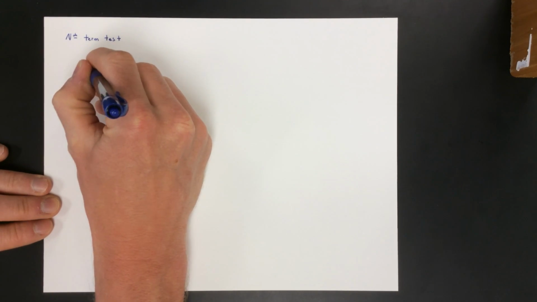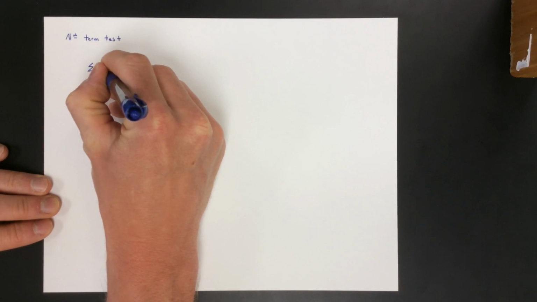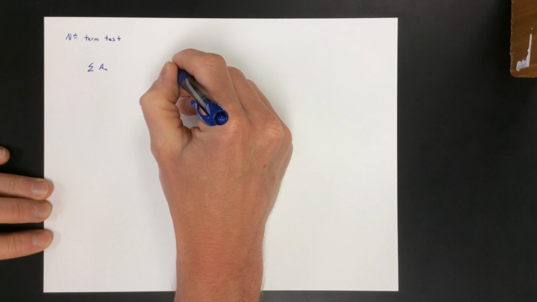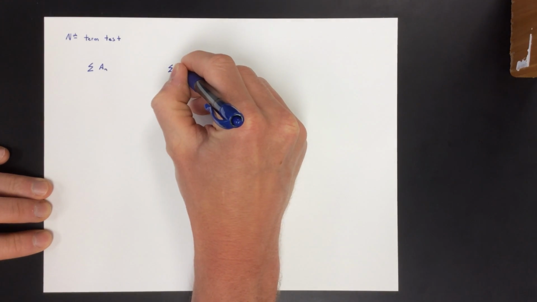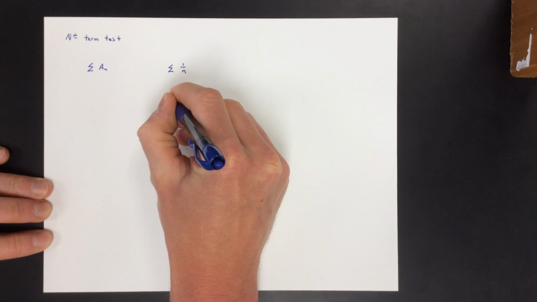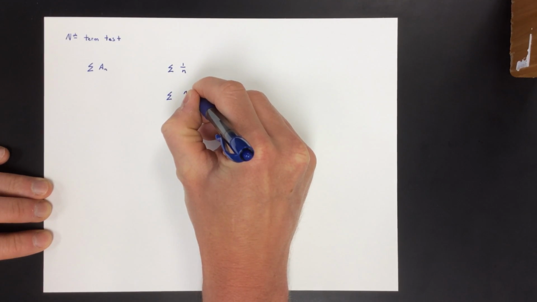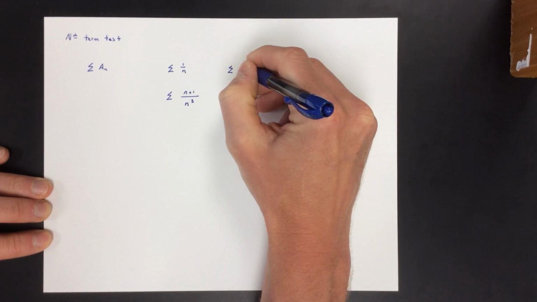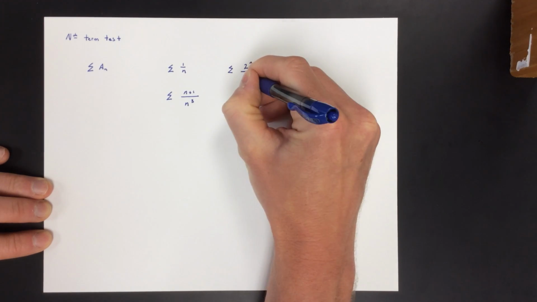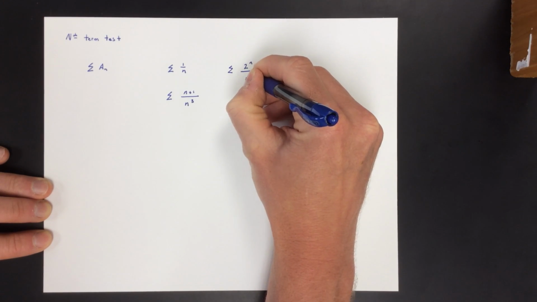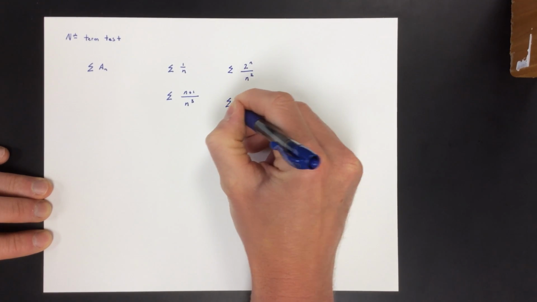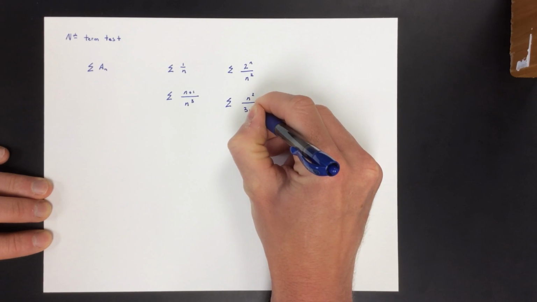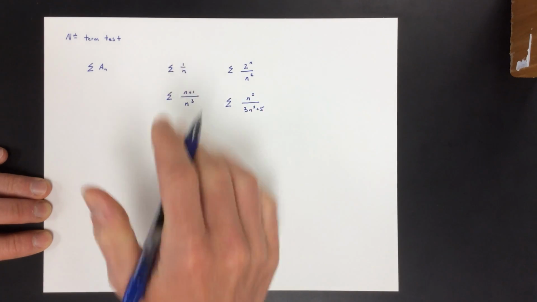It says that if you have some series, the summation of some a_n, it can be anything. So examples of a_n: this could be 1 over n, this could be (n plus 1) over n cubed, this could be 2 to the n over n squared, this could be n squared over 3n squared plus 5. Any of these things, right?